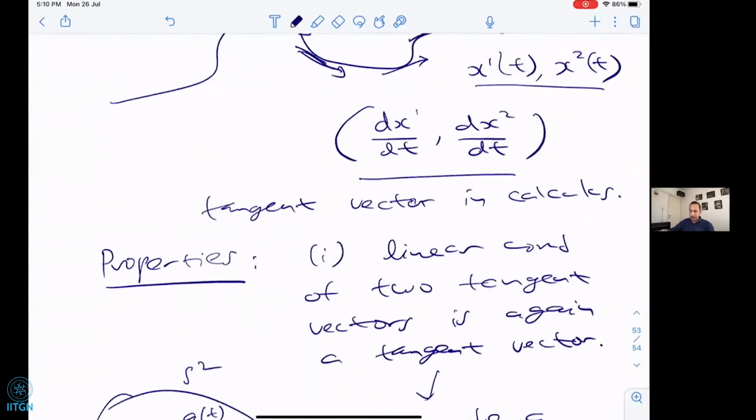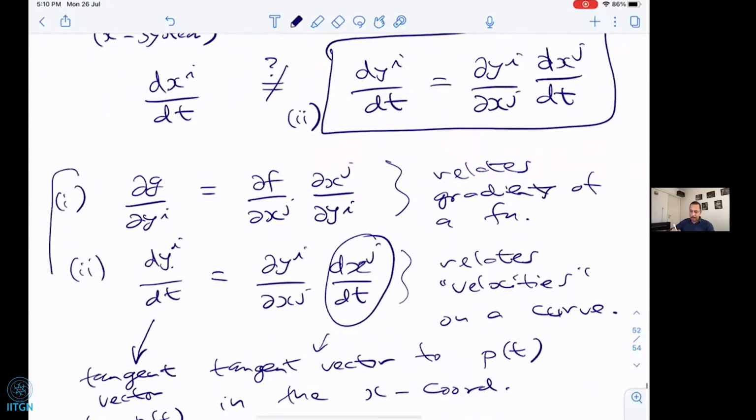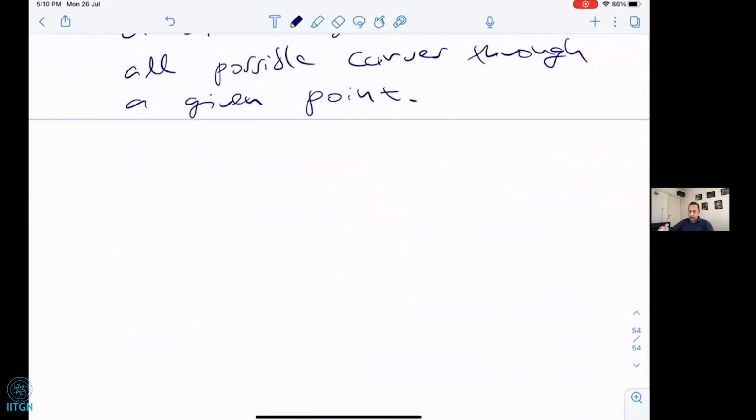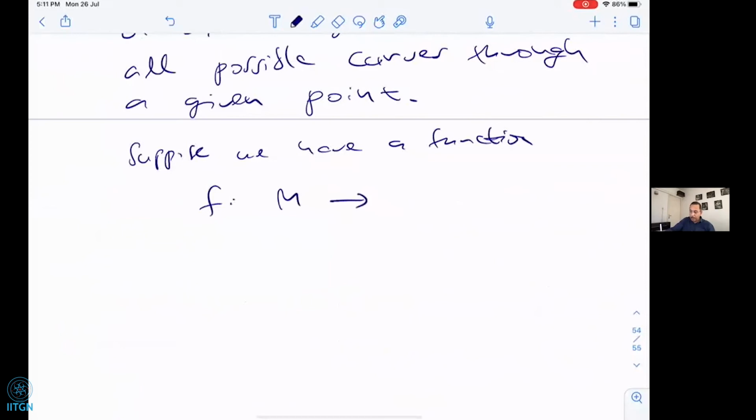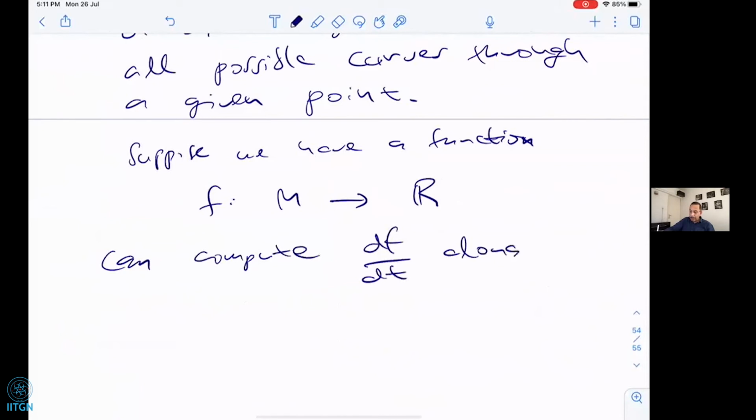So if you now recall, now we'll connect these two things. In the first one, we differentiated functions. In the second one, we differentiated paths. Okay, but now there's a third thing I can do, which is sort of a combination of the two. Supposing we are given a function f from M to R, then we can compute df by dt along a path.